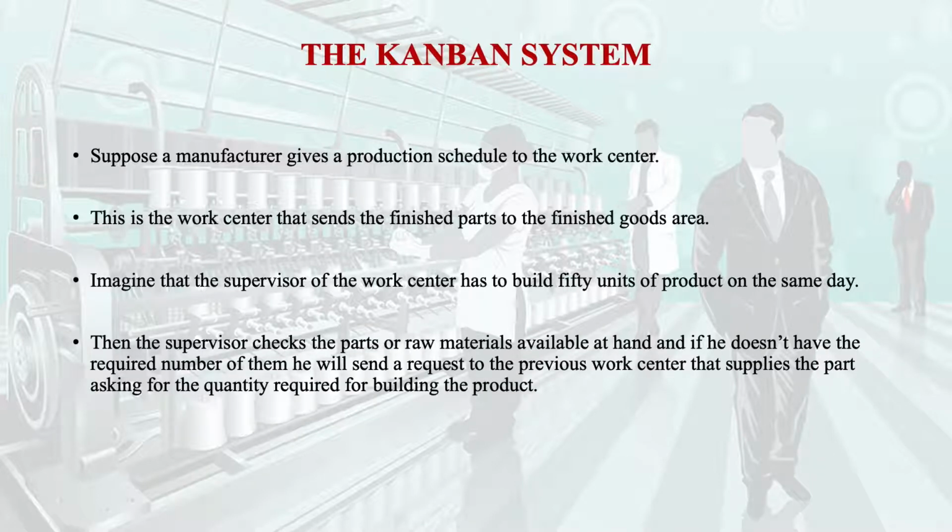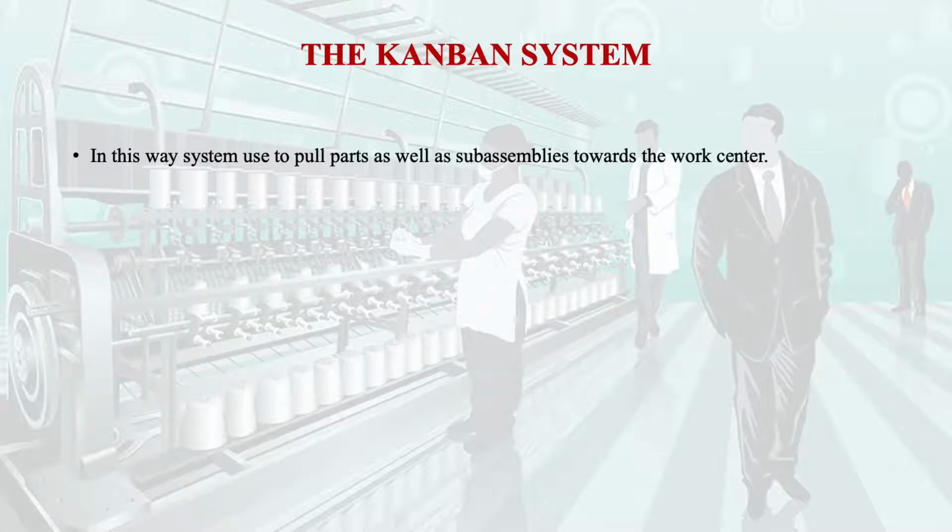Now the supervisor checks the parts or the raw material available at hand. If he does not have the required number of them, then what will he do? He will send a request to the previous work center that supplies the part, asking for the quantity required for building the product. In this way, the system pulls the parts as well as sub-assemblies towards the work center.